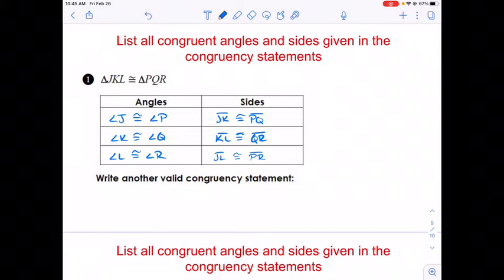Okay? So it says here, write another valid congruency statement. So let's say we mixed up the letters. Let's say I went triangle L, J, K. Okay, we need to match it up over here. Well, we know that L matches up with R, so we'd have to start with R here. We know J matches up with P, so we have to put P next, and then K matches up with Q, so Q goes last. So you could write this in any order, but you just have to make sure whatever you write first, what you write second matches up with the first part.